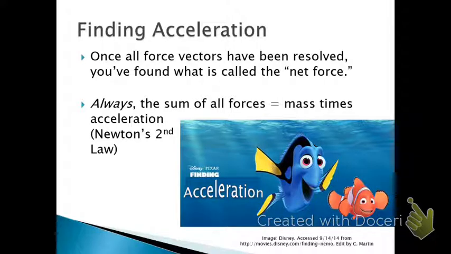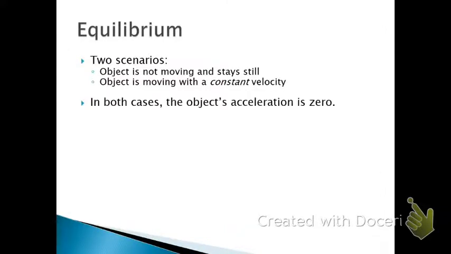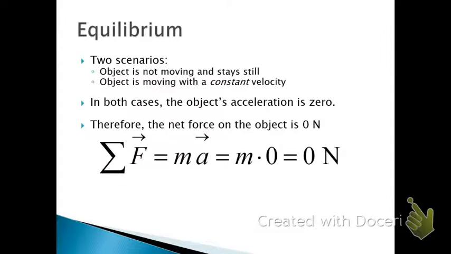Finally, once you've got the net force acting on an object, the sum of all those force vectors, it's mass times acceleration. We'll go through a bunch of examples of this in class. Now there are a couple of cases. One is equilibrium. Either an object is not moving, or an object is moving with a constant velocity. In both those cases, the object's acceleration is 0, and through F equals ma, mass times 0 is just 0. So in this case, the sum of all the forces will be 0.